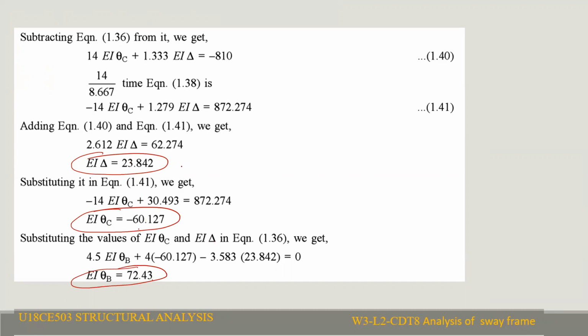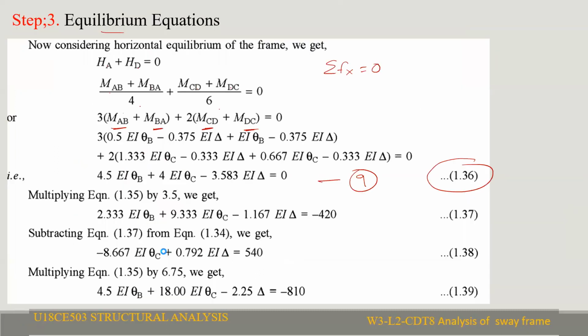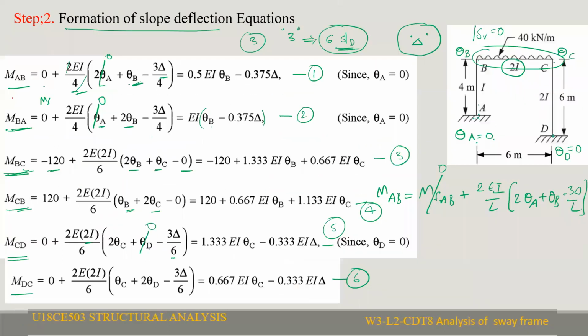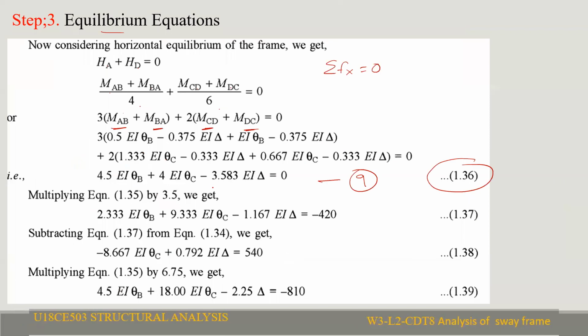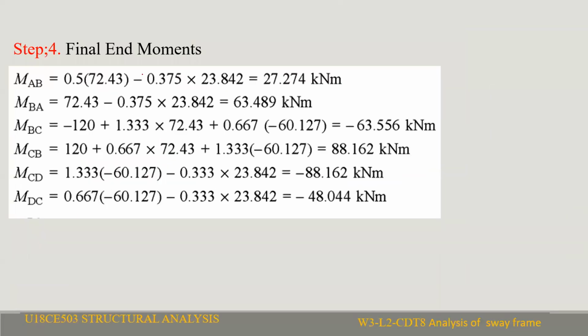What you need to do is substitute EI delta, EI theta B, EI theta C in step 2, in MAB, MBA, MBC, wherever theta B and theta C are there. You will get the final end moments. So this is the summary of a sway problem.